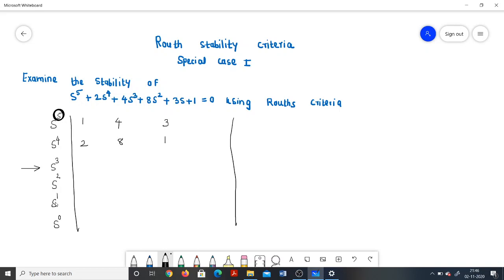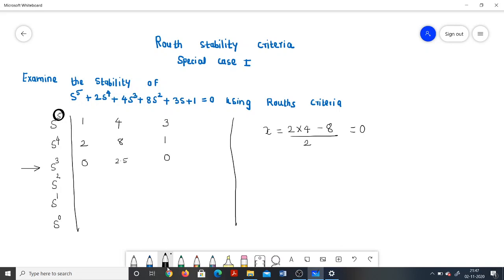As we can see here, if I say this term is x, then my x will be equal to (2 into 4 minus 8) divided by 2. So this is going to come to 0. So my x will be replaced by 0. After that, in the same way, if you find the coefficient here, it comes to 2.5 and then 0.